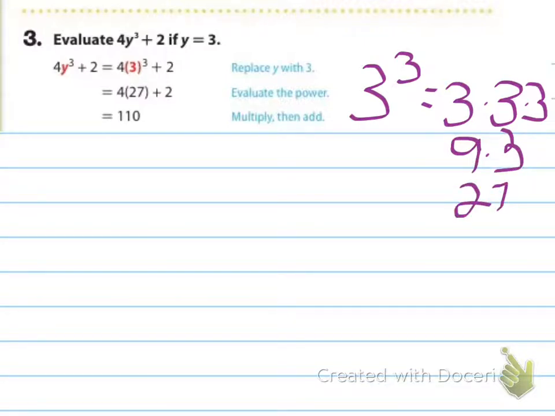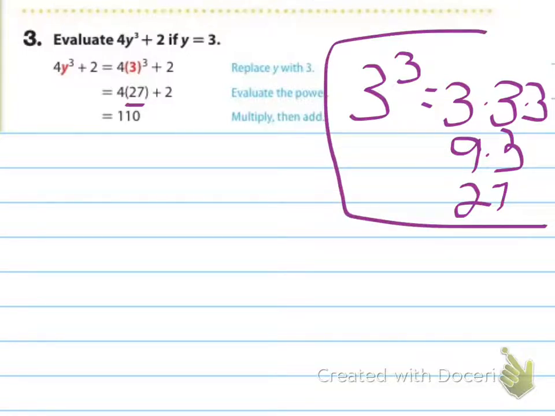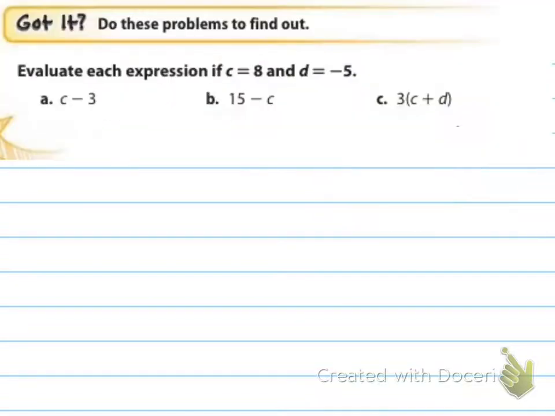And so it's going to be 4 times 27 plus 2. 4 times 27 will go first because multiplication comes first. And then adding 2, we get 110. This might be another one of those things that you want to write down if you don't remember that 3 to the third power is 3 times 3 times 3.